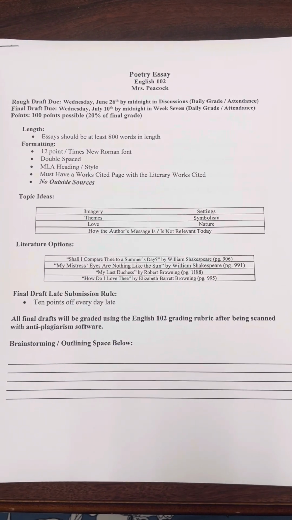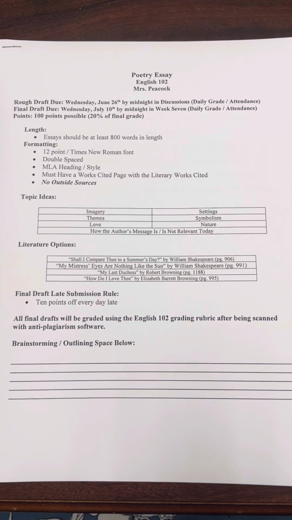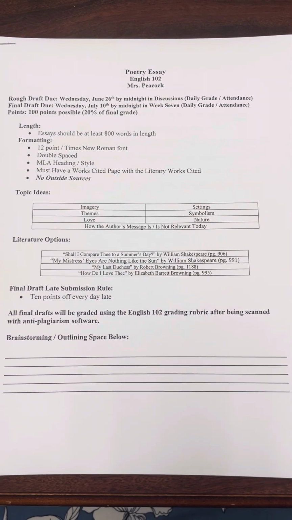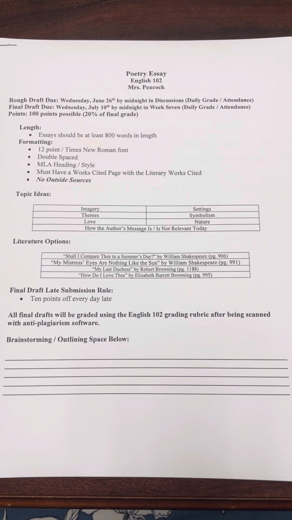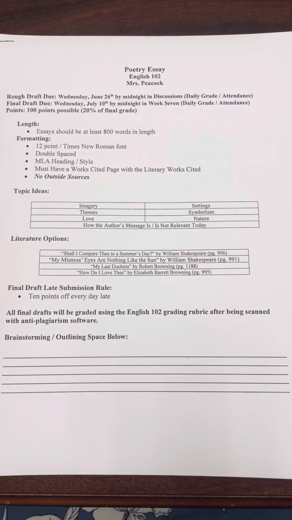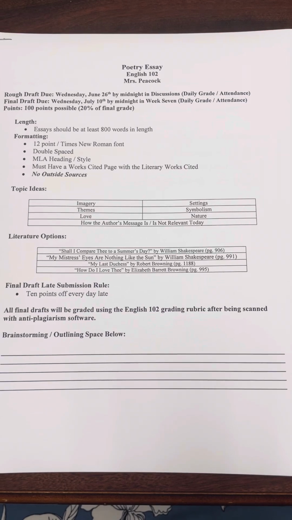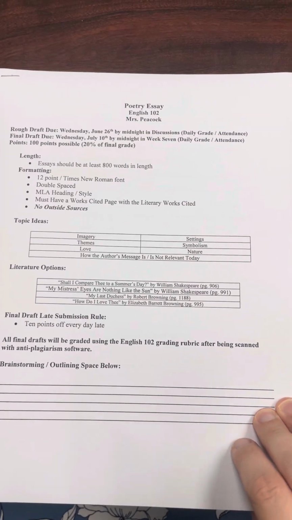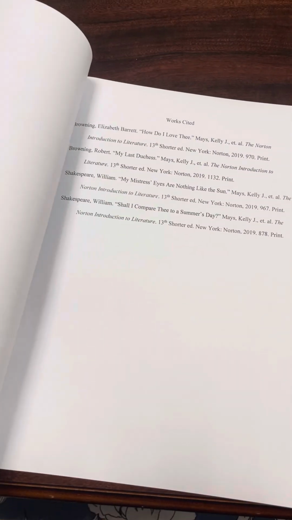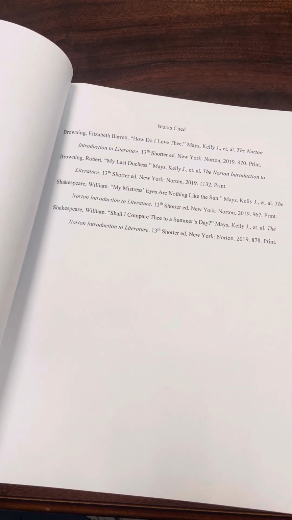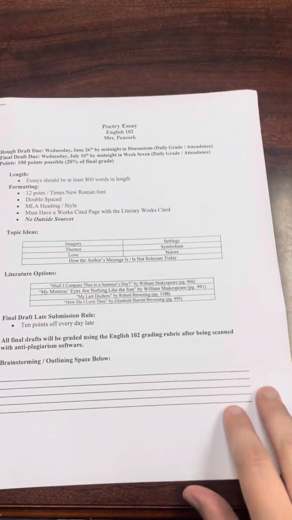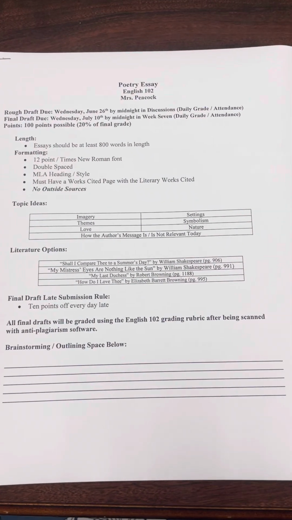Essays should be at least 800 words in length, so not nearly as long as that research paper. The formatting is 12-point Times New Roman font, double spaced with MLA heading and style. It must have a works cited page with the literary works cited, and that's only the literary works that you write about. So if you write about 1 poem, you'll have 1 citation. If you write about 3 poems, you'll have 3 citations. But lucky you, I have done the works cited page for you with all of the literature cited based off of our textbooks. So the second page has the citations finished.